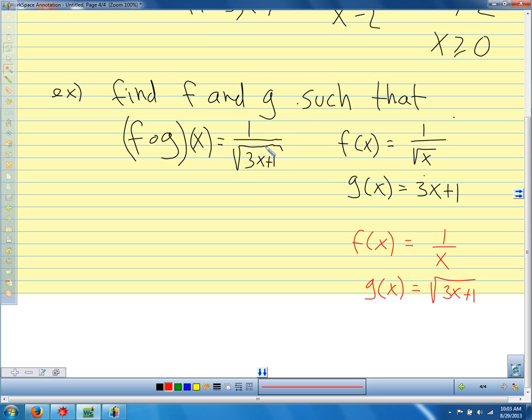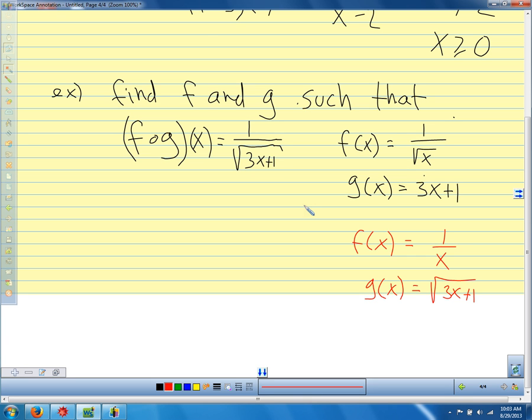Undoing compositions is a really important tool that you'll develop, especially when you get into calculus. It's an important tool that you'll have to be able to recognize what the pieces of a composition are, so you can take those apart.